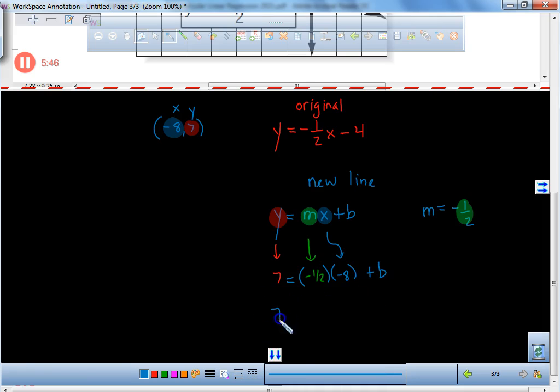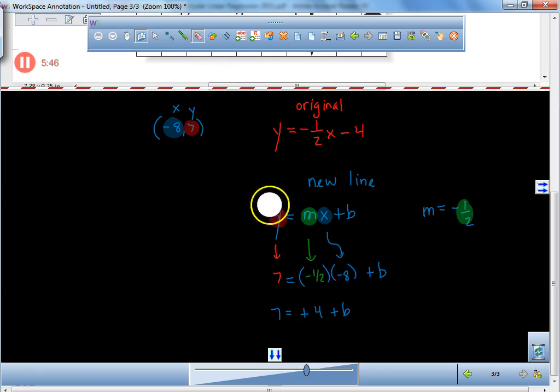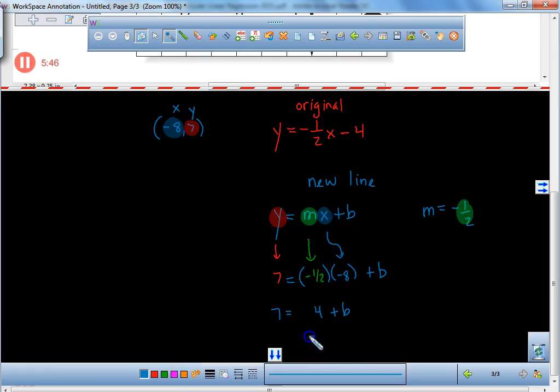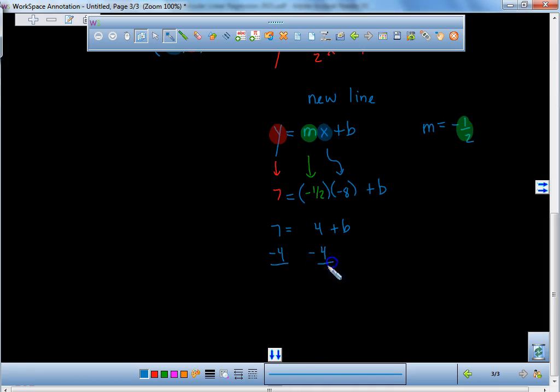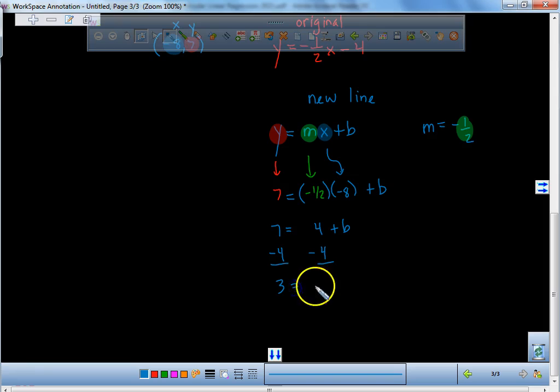Ready? So we have 7 equals, now a negative times a negative is a positive. What's half of 8? Yeah, very good. Now, how do I get rid of a positive 4? What do you have to do? You have to take it away. And algebraically, what do we still get as our y-intercept?